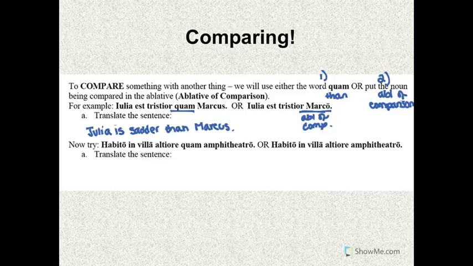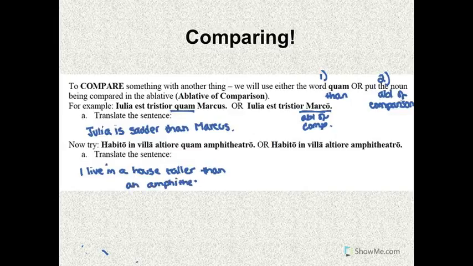Okay, habito in villa altiora quam amphitheatro. Habito means I live. In villa, in a house. Altiora, taller. Quam amphitheatro, than an amphitheater. What case is amphitheatro and why? Yeah, it's ablative because it must be in the same case as the word it's being compared to, villa. So both villa and amphitheatro are in the ablative.